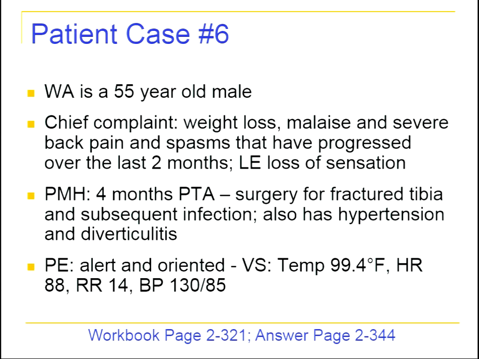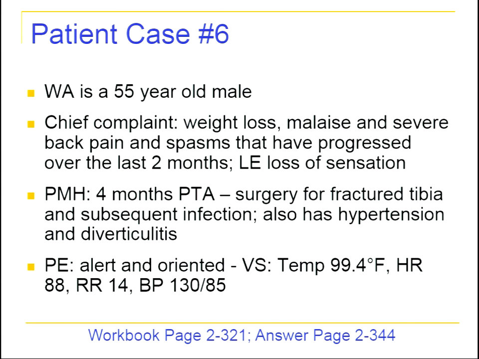Patient case number 6 next, osteomyelitis. So this is WA. WA is a 55-year-old male who comes in with weight loss, malaise, severe back pain and spasms that have progressed over the past 2 months. He's also starting to get some lower extremity loss of sensation. 4 months ago, he had a surgery for a fractured tibia and subsequently had an infection after that surgery. He also has hypertension and diverticulitis.